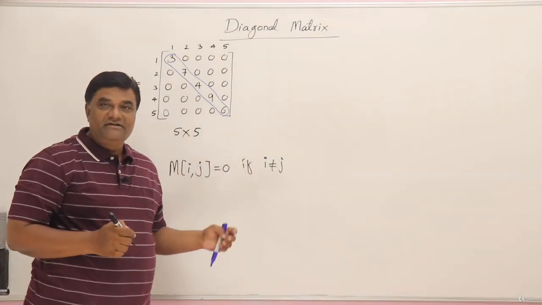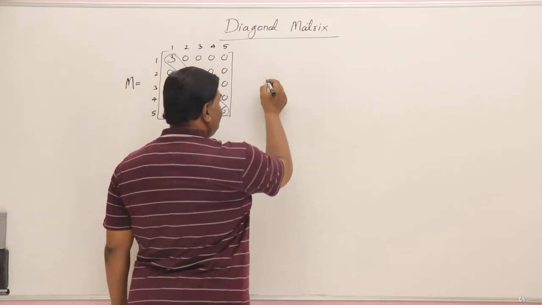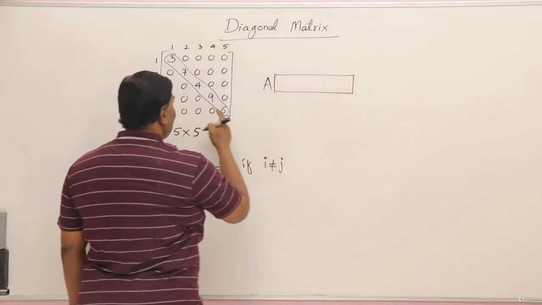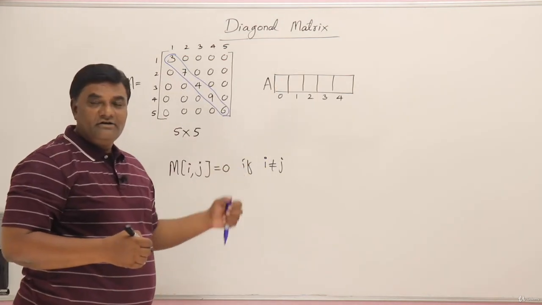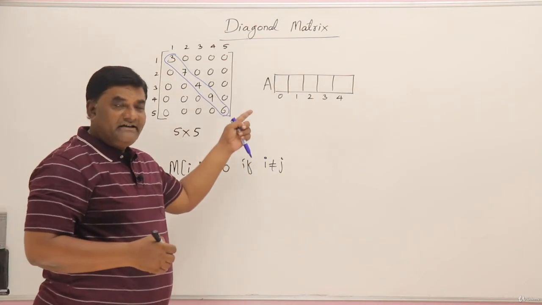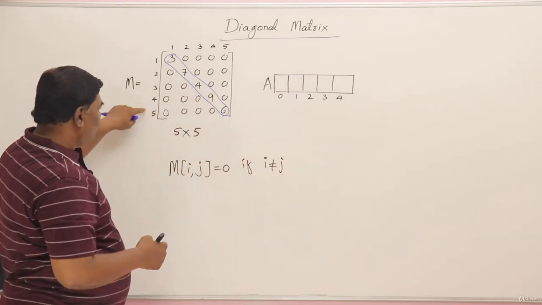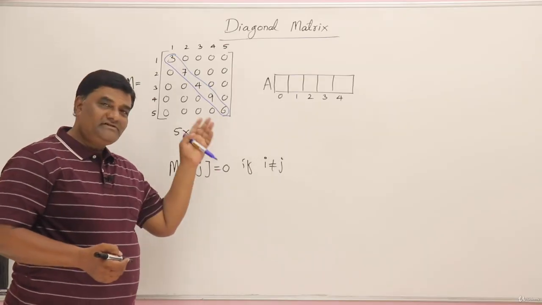Now let us see how we can represent a diagonal matrix in just a single dimension array. So I will take a single dimension array, let us say A of size 5, because I have only 5 non-zero elements. So I have an array of size 5. This array's starting index is 0, but here if you observe, I have taken the indices from 1 onwards. In mathematics, we start indices from 1 onwards, so that's what I am following.